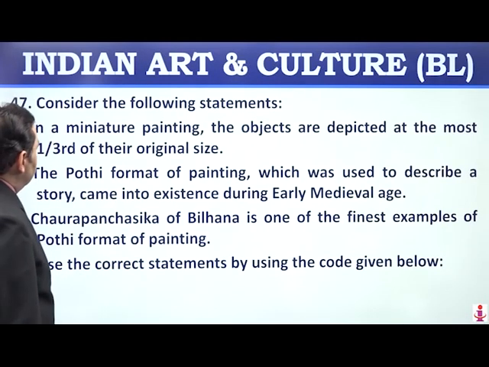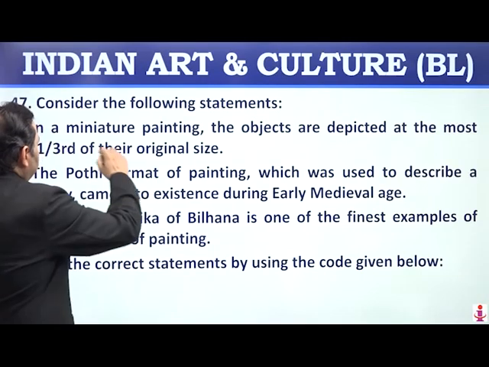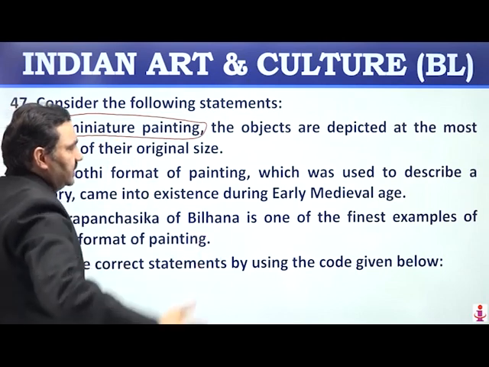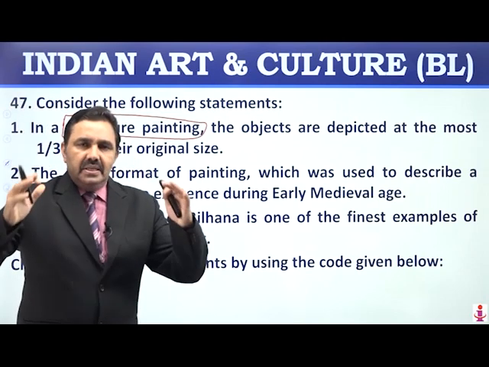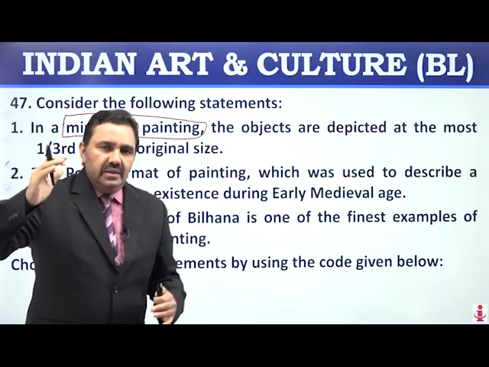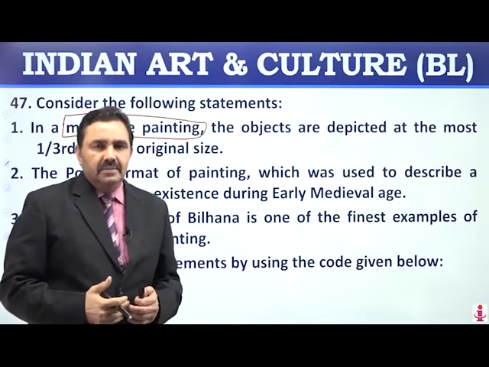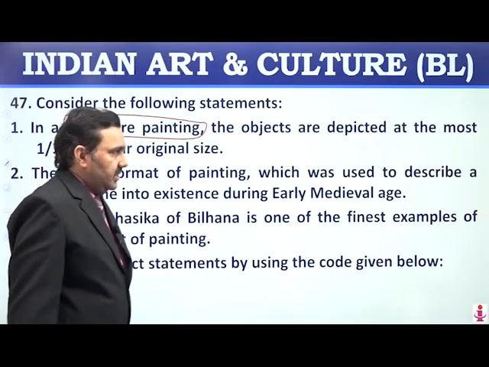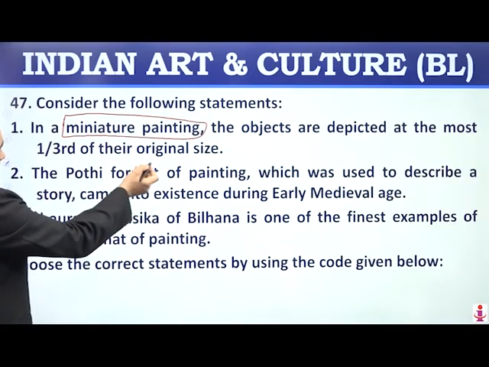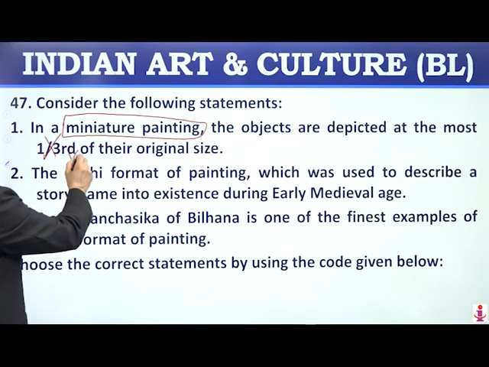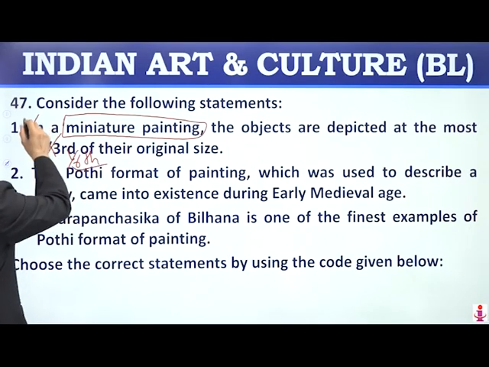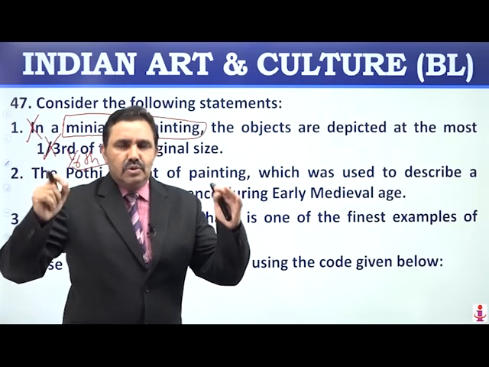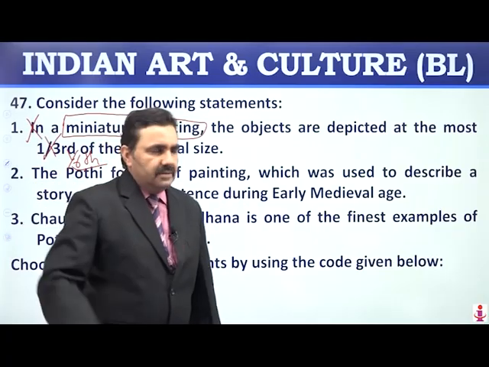47. Consider following statements. A miniature painting. Miniature painting is a painting that depicts very, very fine details of the subject matter. If a miniature painting is seen under magnifying glass, more details become visible. That's miniature painting. First feature here, at the most 1/6 of its original size, not 1/3. First one is wrong. A miniature painting depicts objects at the most 1/6 of their original size.